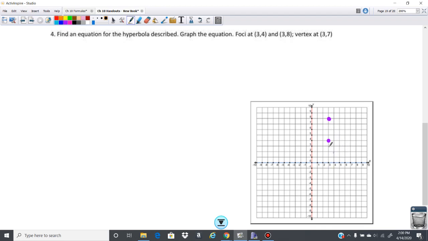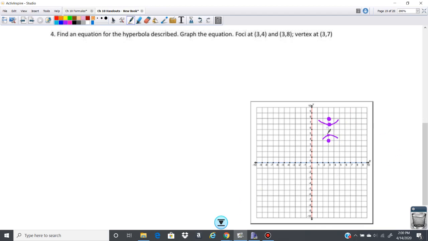You also have a vertex at (3, 7), so you have one right there. So this is going to be opening up and down, kind of like this. I have one vertex here. It is 1 away from the foci, so I'm going to have another one right here, 1 away from the other foci. Okay, so I have that.